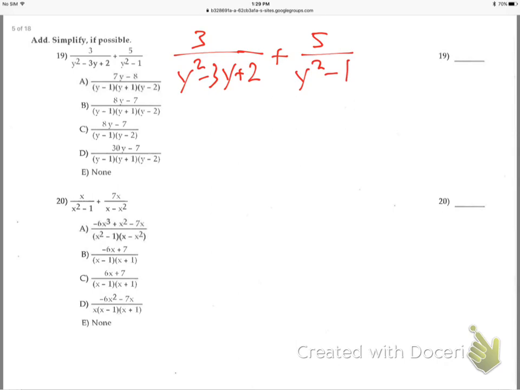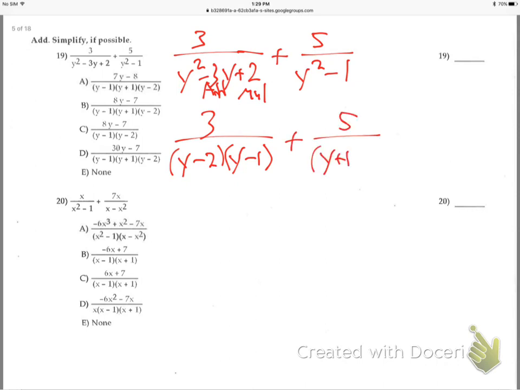Here we go. All right, first, now we're adding fractions. We've got to factor denominators, right? So this is going to be, what, y minus 2, y minus 1? Right, because that adds to be minus 3, multiplies to be plus 2. You guys good there? Negative times negative multiplies to be plus 2, adds to be negative 3 in the middle. Good? And this is y plus 1, y minus 1. Good so far? Factor them.